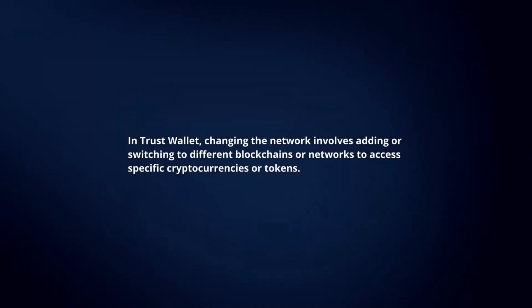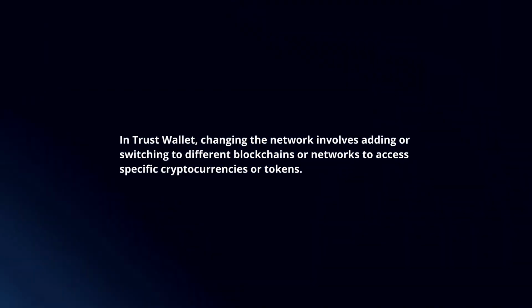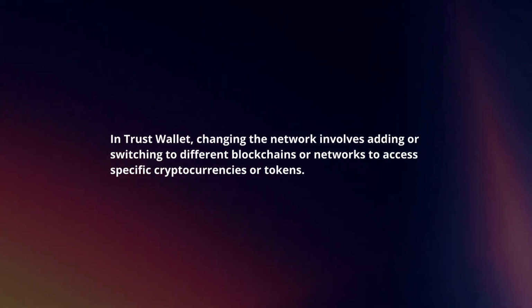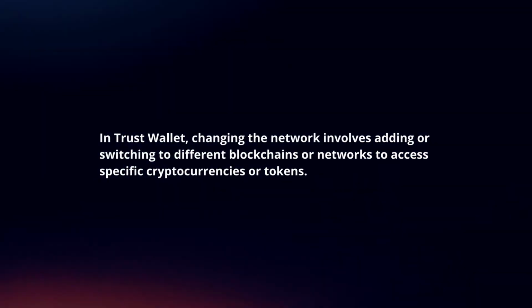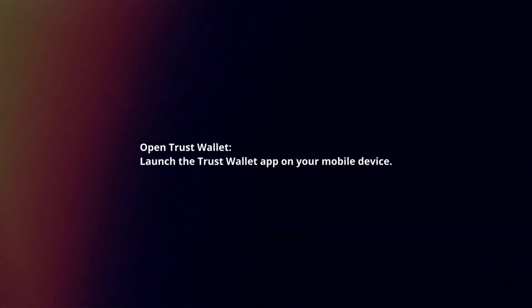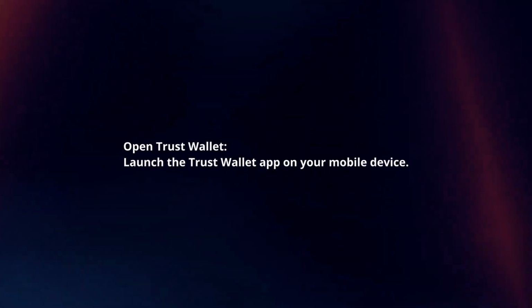In Trust Wallet, changing the network involves adding or switching to different blockchains or networks to access specific cryptocurrencies or tokens. Here's a guide. Open Trust Wallet. Launch the Trust Wallet app on your mobile device.